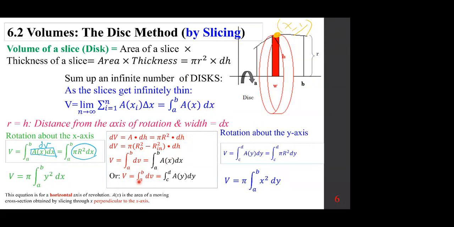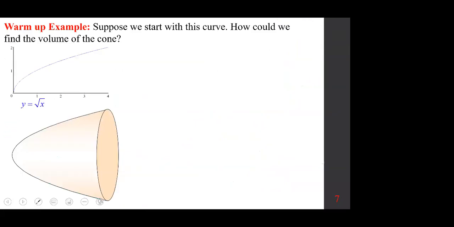So to make some sense out of this, let's look at a simple example. y equals square root of x. And suppose we start with this curve. How would we find the volume of this cone? Assuming this one, we want to find the volume for this, which looks like a cone, everybody. Okay.